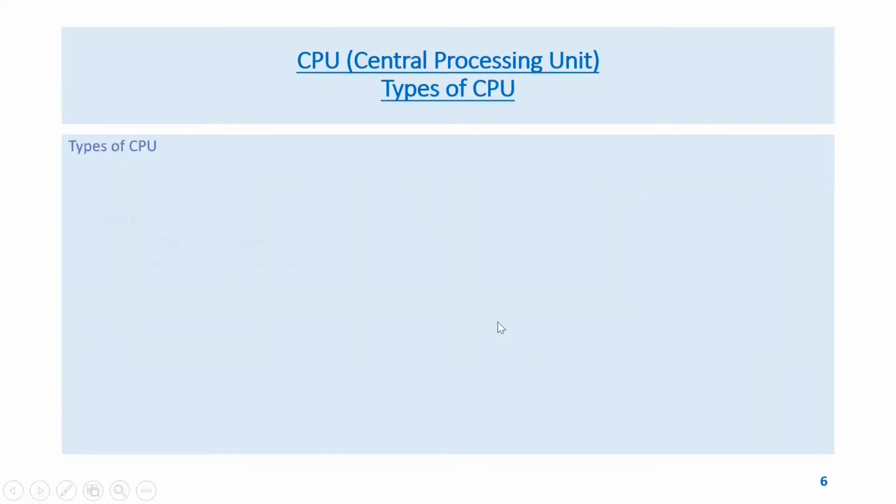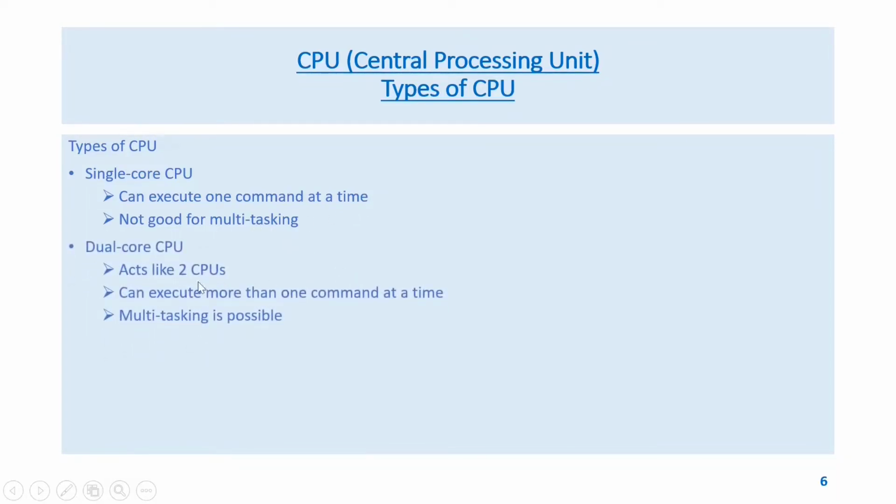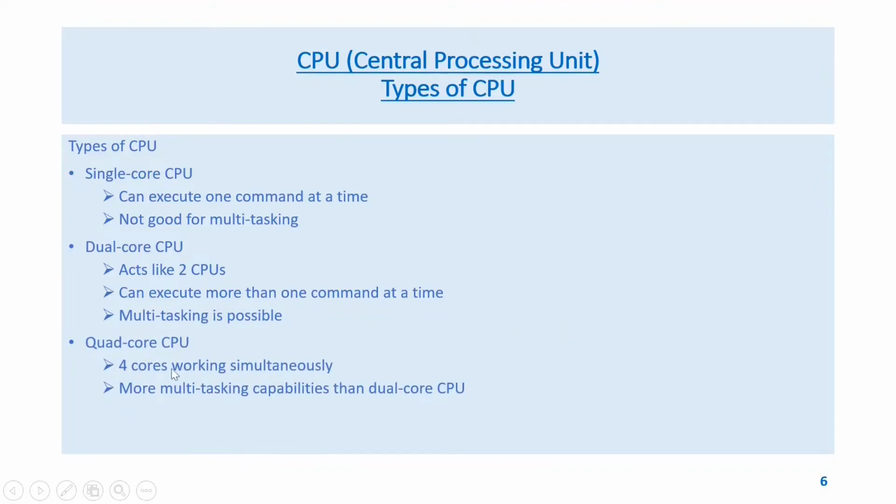Types of CPU. Single core CPU can execute one command at a time. Not good for multitasking. Dual core CPU acts like two CPUs, can execute more than one command at a time. Multitasking is possible. Quad core CPU, 4 cores working simultaneously, has more multitasking capabilities than dual core CPU. Similarly, hexacore, octa-core and deca-core CPUs are more powerful than quad core.